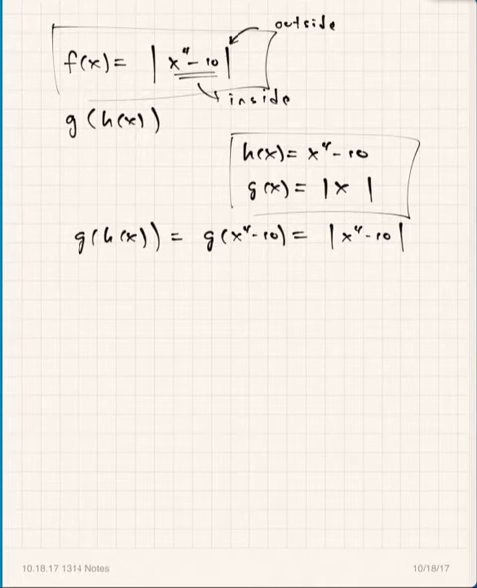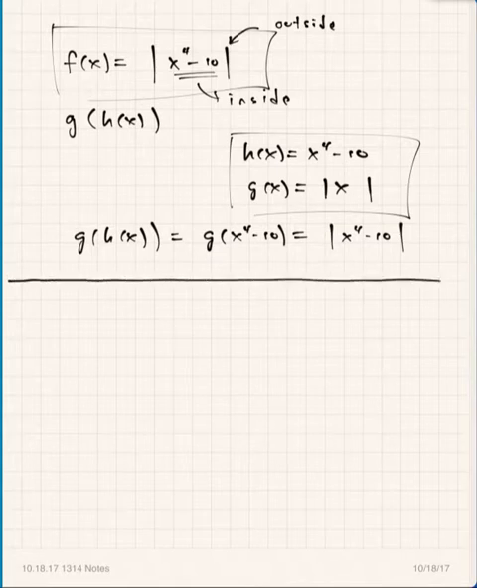All right, let's finish class today then, not with decomposing functions. Let's compose functions now.